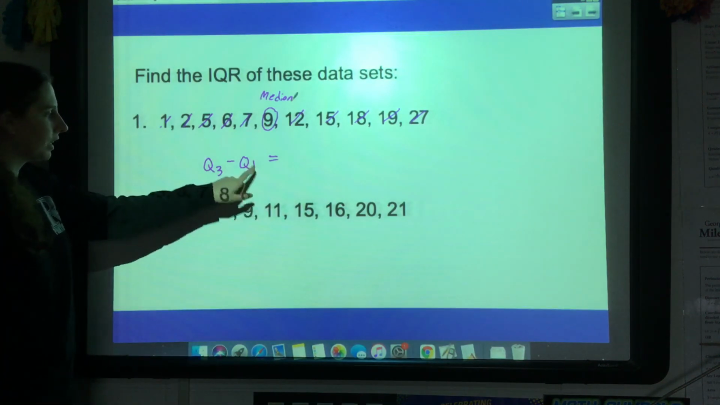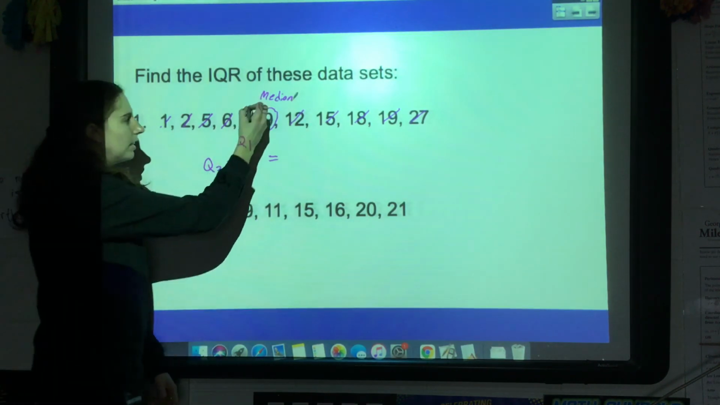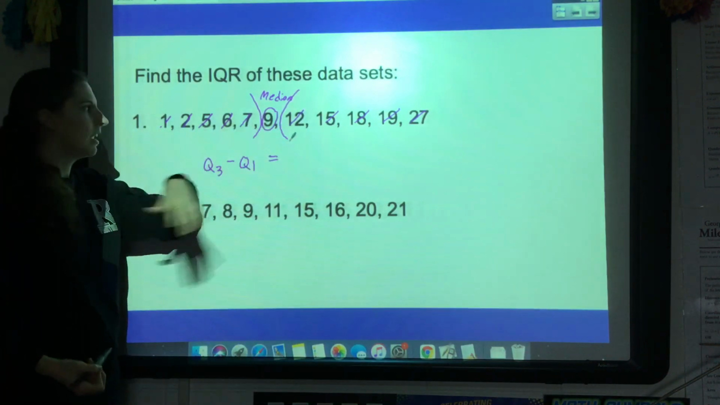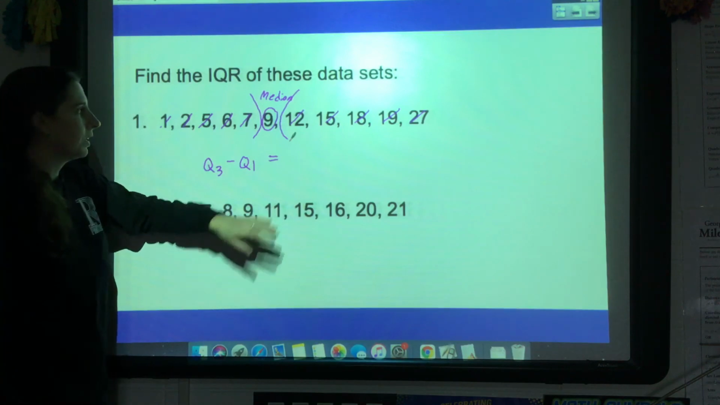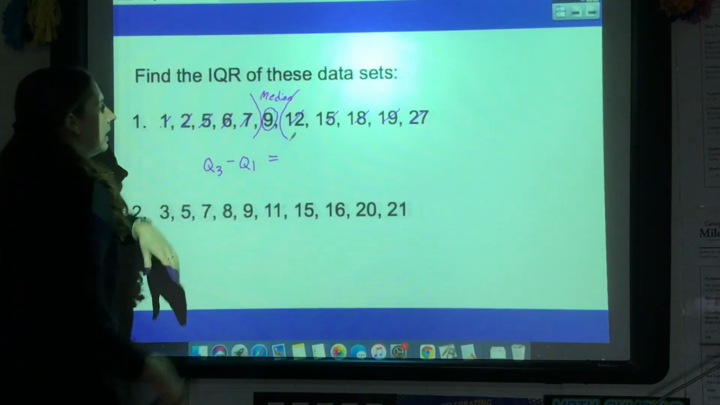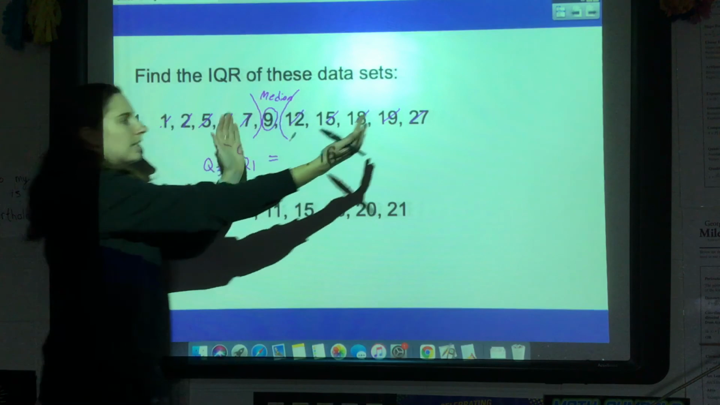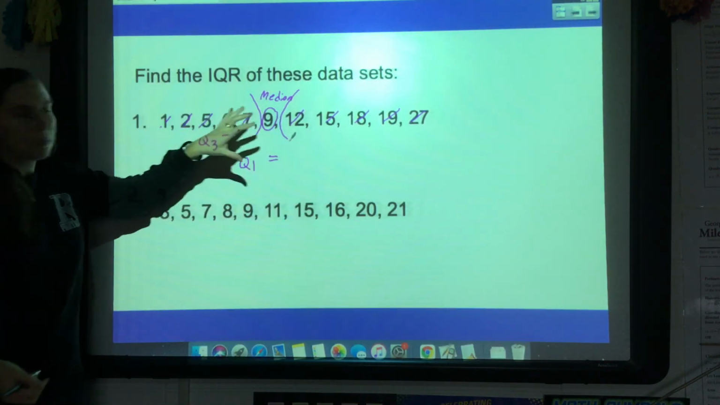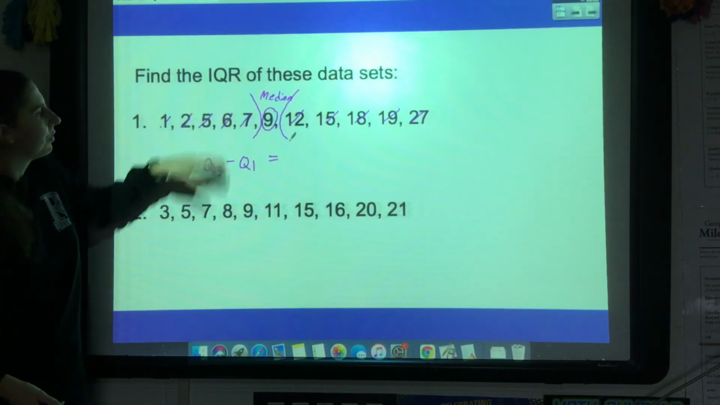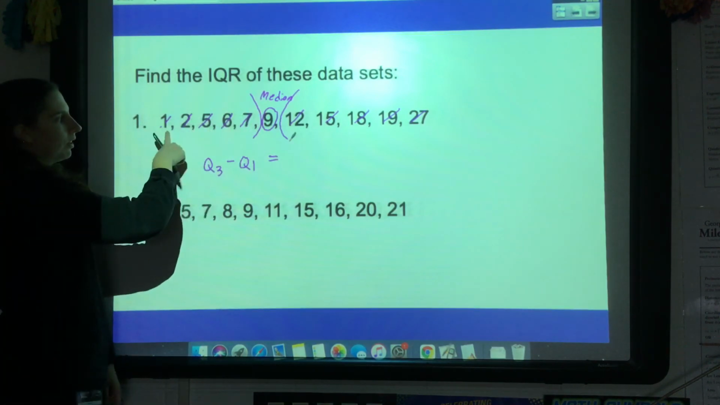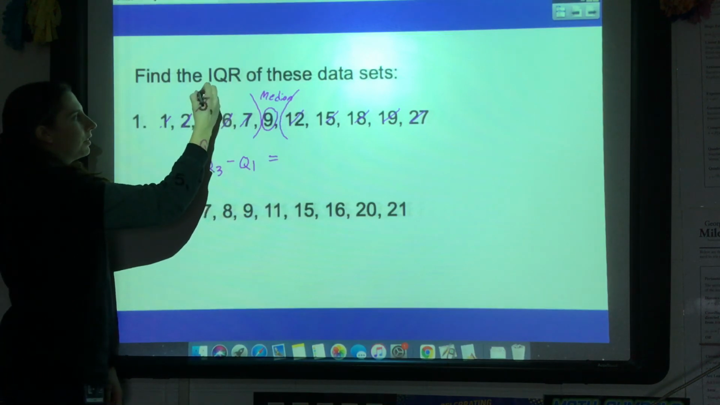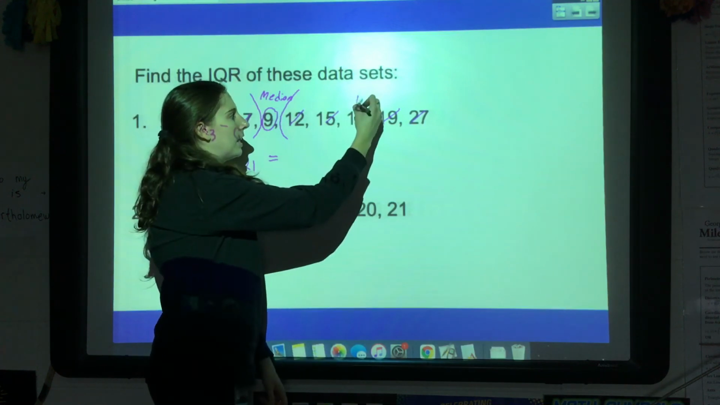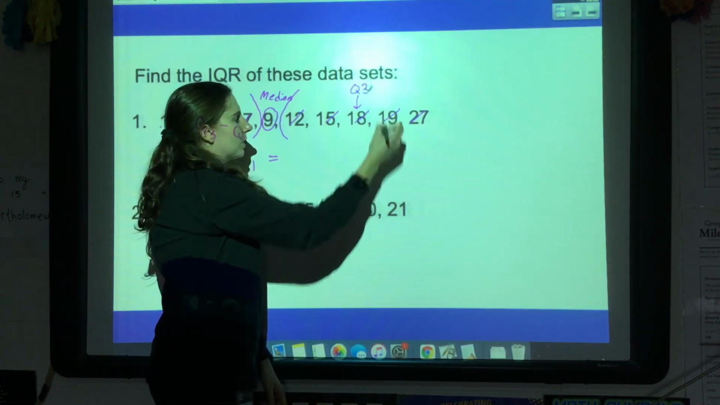What I'm going to do to find Q1 and Q3 is basically just split the data in half. Since the median was right in the middle, I'm just not going to include it at all. So split the data in half. This is the lower 50% and this is the upper 50% of the data. To find Q1, you just find the median of this lower half. So basically what number's in the middle over here, and that would be 5. That's Q1. And what number is in the middle over here? That would be 18. So that's Q3.